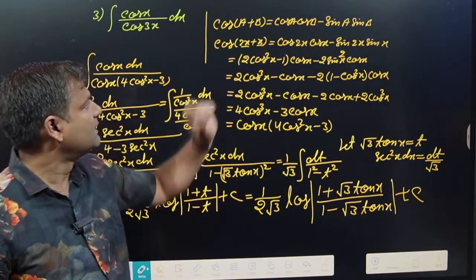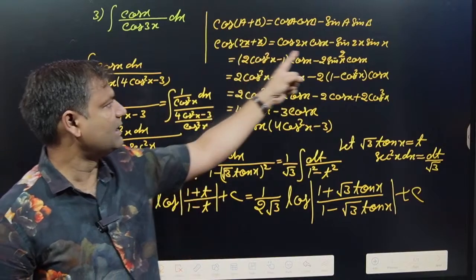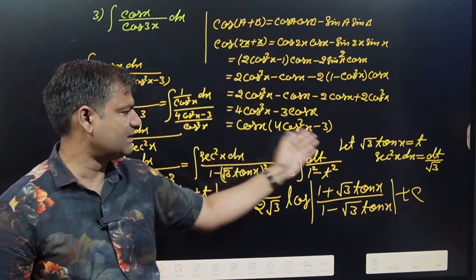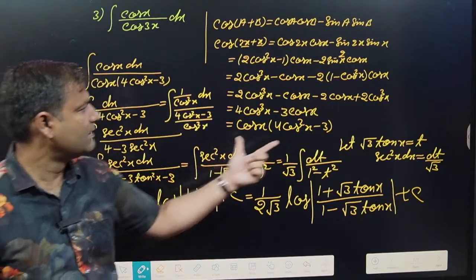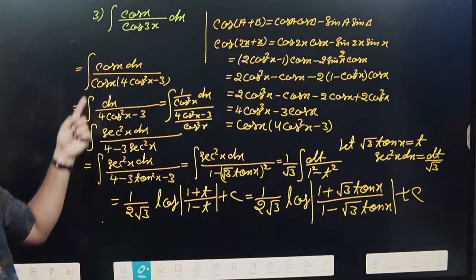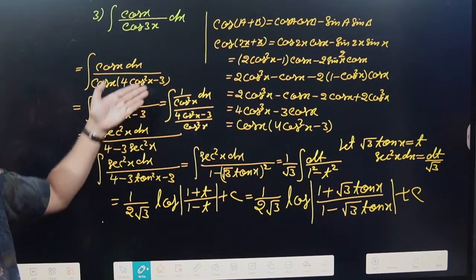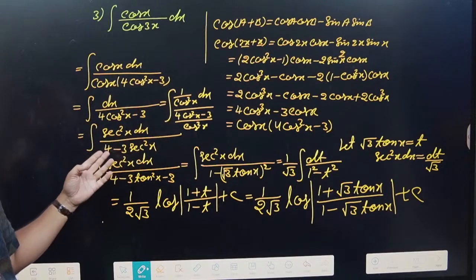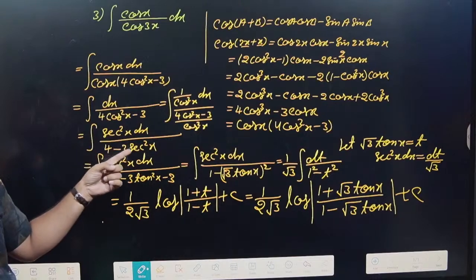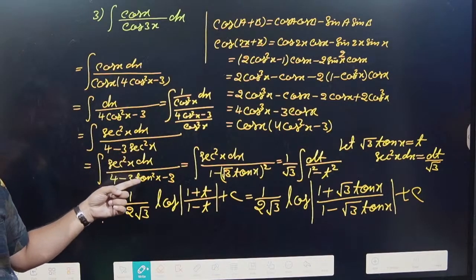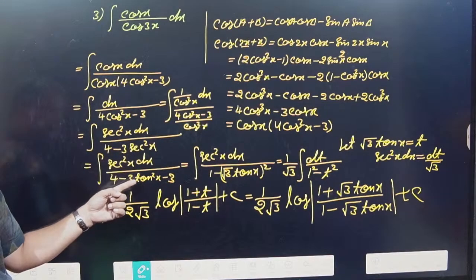After that, cos 3x is written as cos (2x plus x), and using the formula we finally get this. If cos x is common, then 4 cos square x minus 3 is given, so that is put here. Cos x cancels, leaving dx divided by 4 cos square x minus 3. Now dividing numerator and denominator by cos square x, we get this. Sec square x is replaced by 1 plus tan square x, so finally we get this.